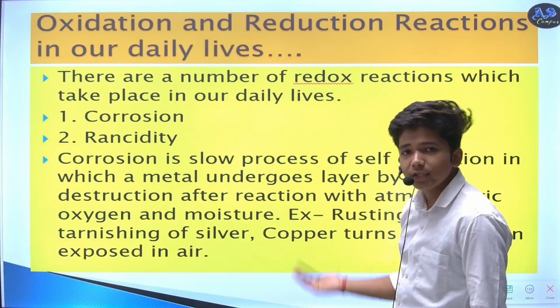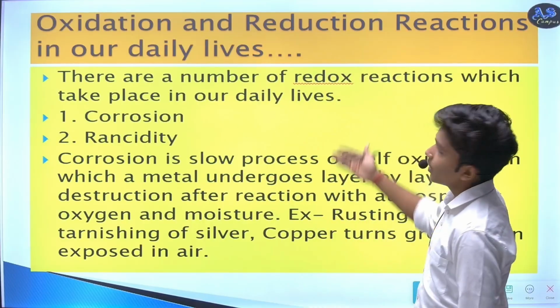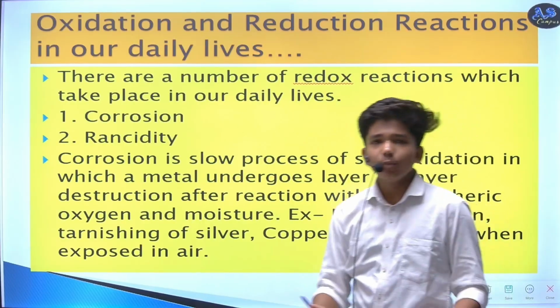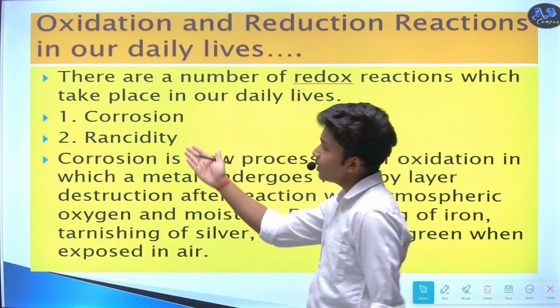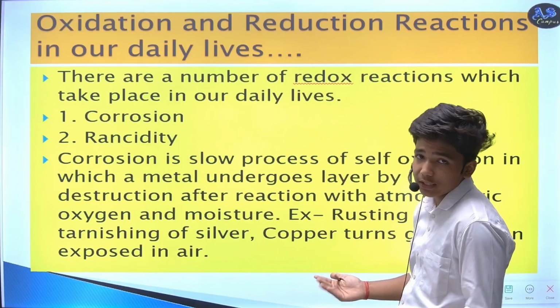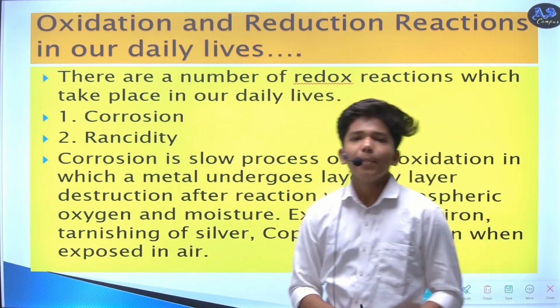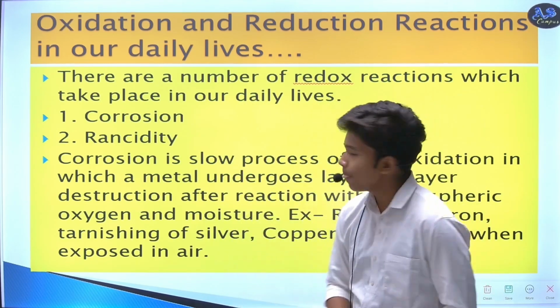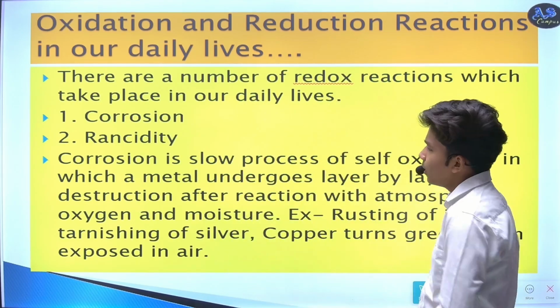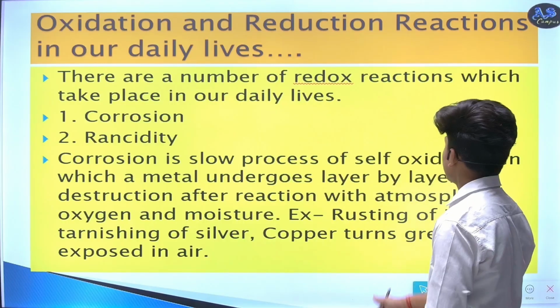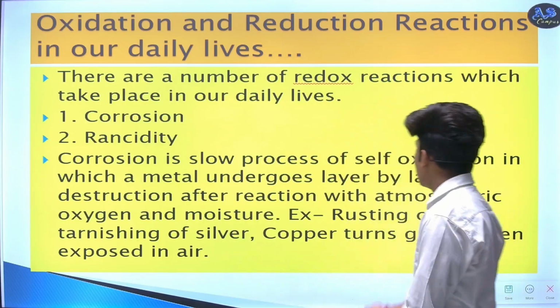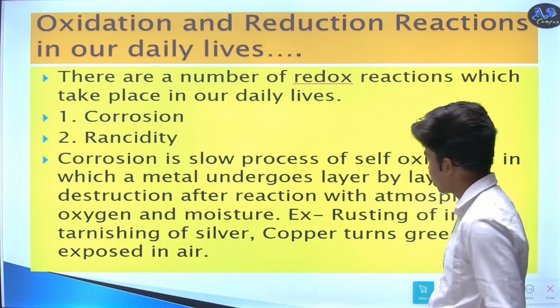These are the uses of oxidation and reduction in our daily life. So there are two main phenomena which we study, which are corrosion and rancidity. Corrosion is a very slow process of self-oxidation of a metal, in which a metal corrodes by the reaction of moisture and air. We can study various examples in that, which are rusting of iron, tarnishing of silver, and copper turning green when it is exposed to air.